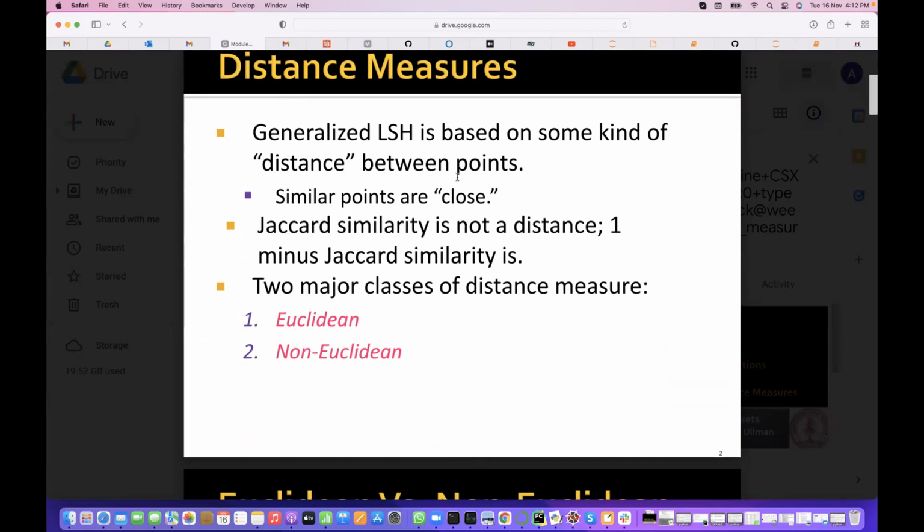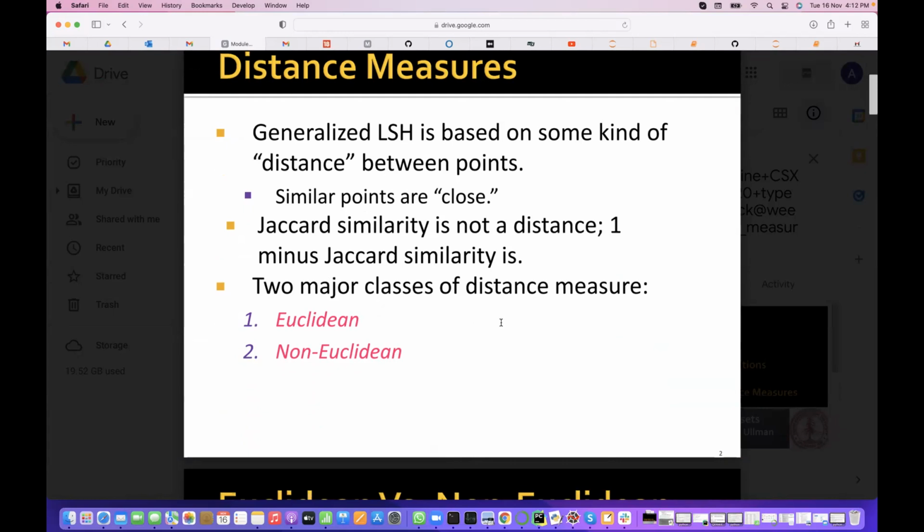generalized LSH is based on some kind of distance, because finally we converted that into a distance, right, to get the probabilities between points. Similar points are close. So Jaccard similarity is not a distance. 1 minus Jaccard similarity is a distance. Because when we say it is similar, how much they are dissimilar, that is the distance.